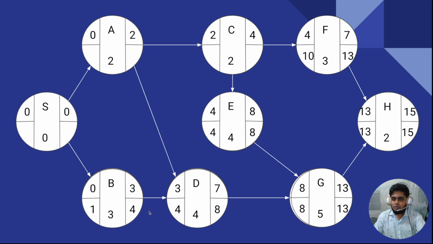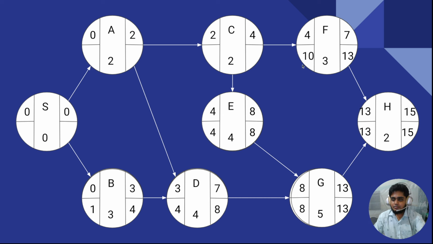Okay, so on the other hand, here I calculated the latest starting time and latest finish time for activity F. Basically, simply copy the latest starting time of activity H and paste it here, which is the latest finish time of activity F. To calculate the latest starting time of activity F, just subtract 13 minus 3 is equal to 10. So this is the latest starting time of activity F.